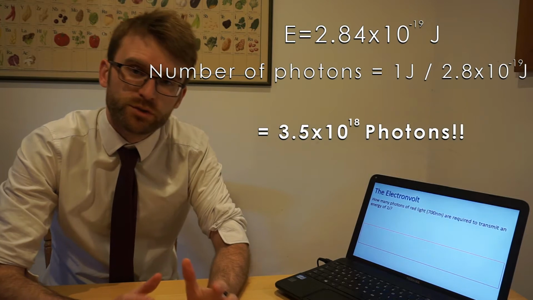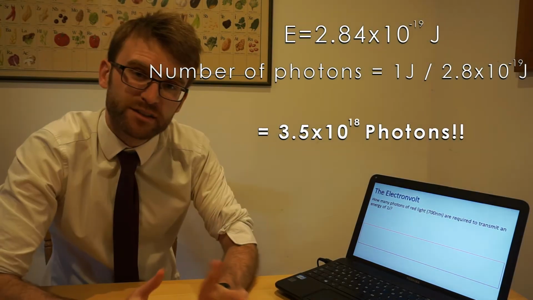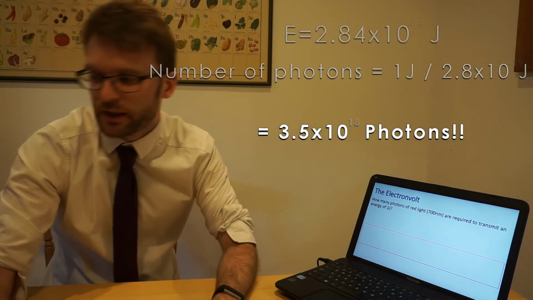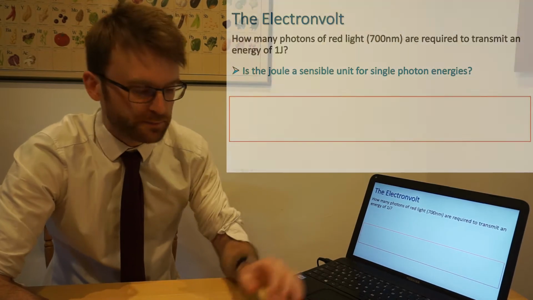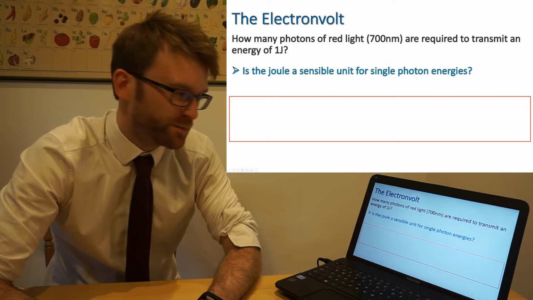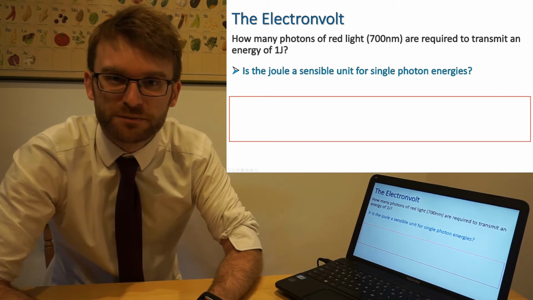So 1 joule, 1 measly little joule, that's the equivalent of taking about 1/4 of a gram of water, maybe what's left sloshing around the bottom of my coffee cup, and heating it up by 1 degree. It's not a lot of energy, and yet there's about 3 times 10 to the 18 photons to transmit that 1 joule. Photons are really small. So simple question, is the joule really a sensible unit for talking about photon energies?